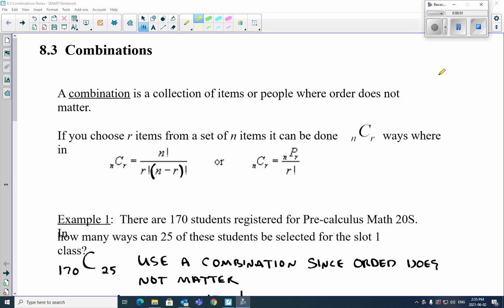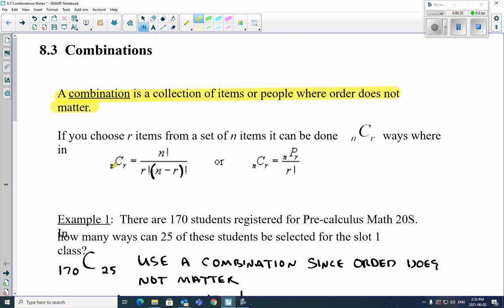Okay, this is 8.3, combinations. So we did permutations before. Combinations are similar, but here's the key thing. A combination is a collection of items where order does not matter. That's the key thing. When we did permutations, order mattered. So the formula should look really similar, right?